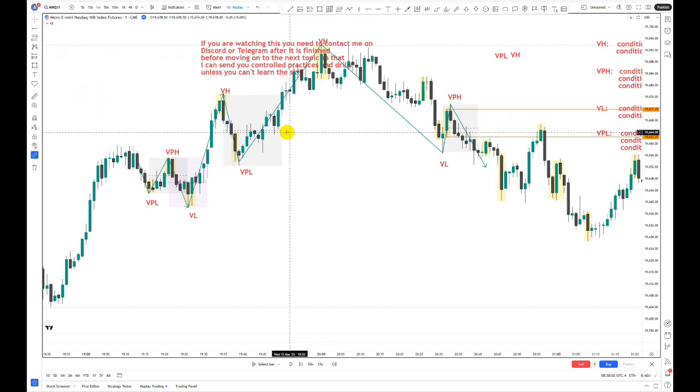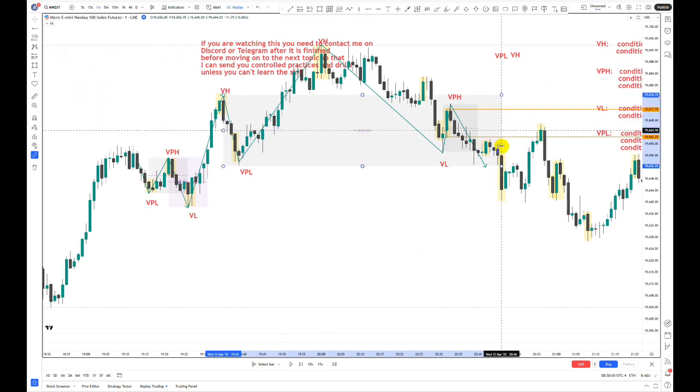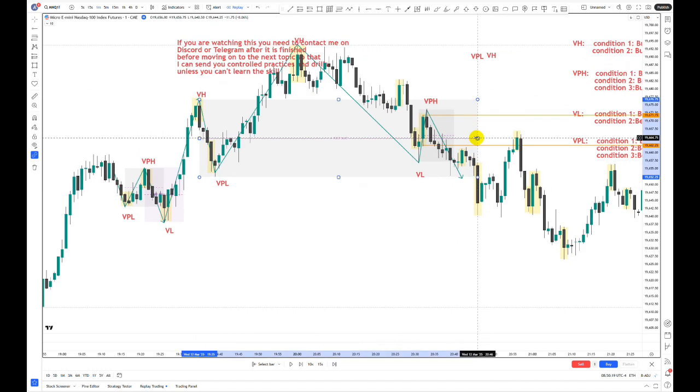So if we wanted to consider this one, if we see here, not only is it taken, it is an interior valid pullback, and here we also have a valid protected low, but here it is taken after a long battle.